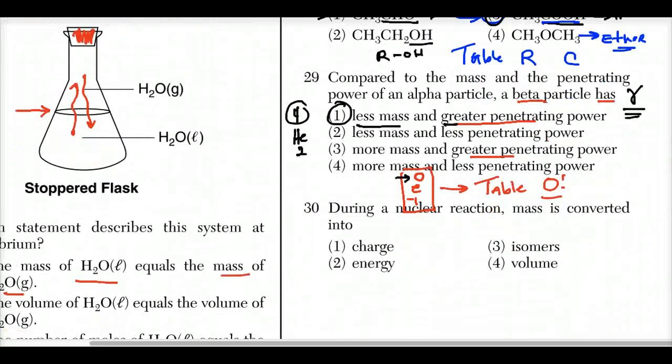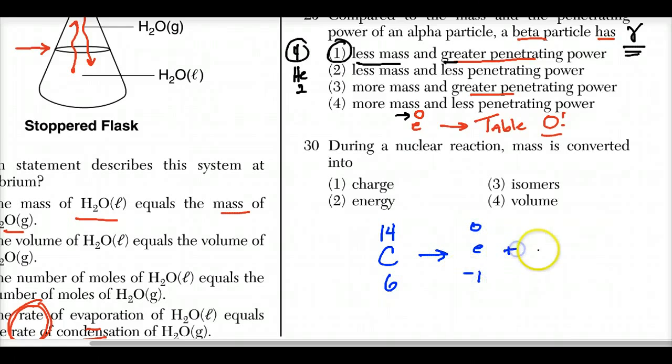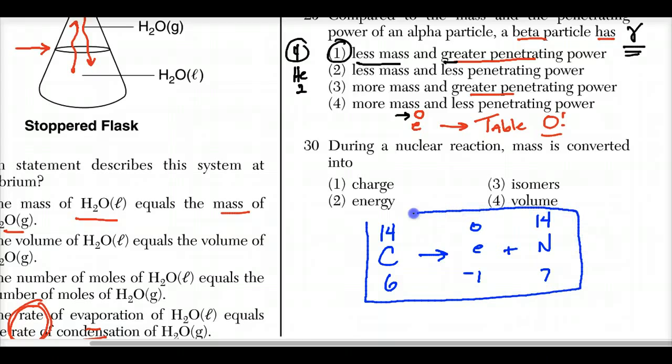Number 30. During a nuclear reaction, this is important, you understand the difference. Nuclear reactions are not reactions of electrons. They're reactions of the nucleus. Carbon-14 spontaneously will decay by giving off a beta particle and making nitrogen-14. This nuclear equation that you wrote in your class is showing how the nucleus changes. In any case, mass is converted into energy in nuclear reactions.